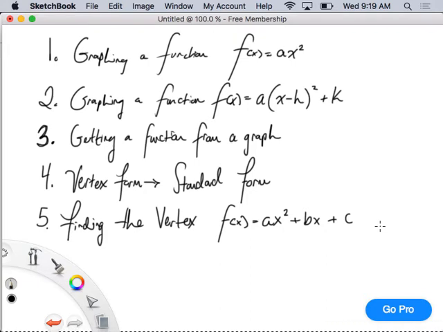Now, finding the vertex, f of x equals ax squared plus bx plus c. Okay, these are the five things that are on the test. There are other things that are implied in here, which is finding the axis of symmetry, finding the minimum value, maximum value, whatever it may be. Okay, but we'll start from scratch.